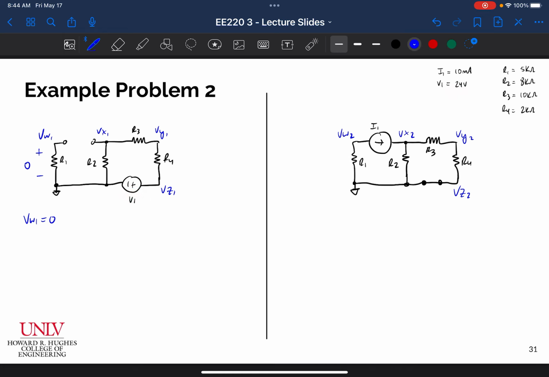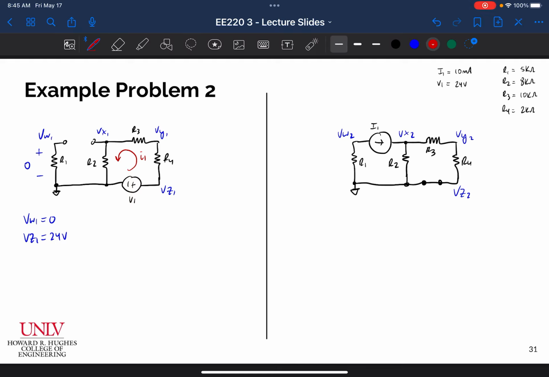All right, so that's going to give me VZ1. And now we just need to solve for VX1 and VY1. And this is sort of tailor-made for just a quick KVL loop around this circuit here. I'll call this I. I guess I can call it I1.